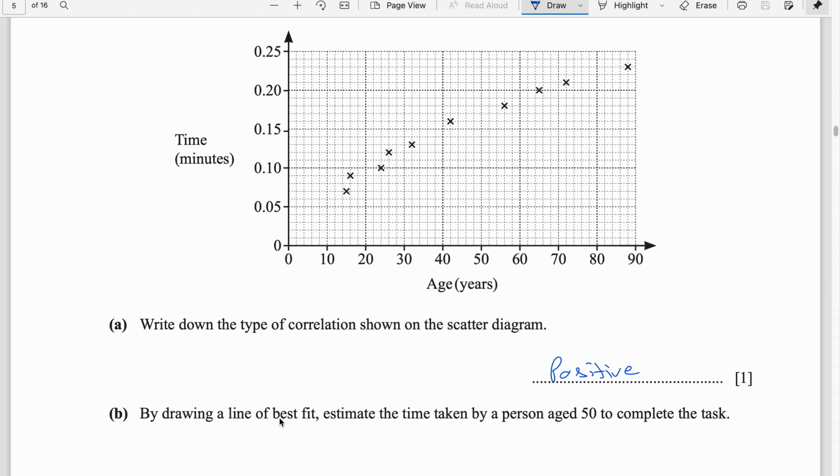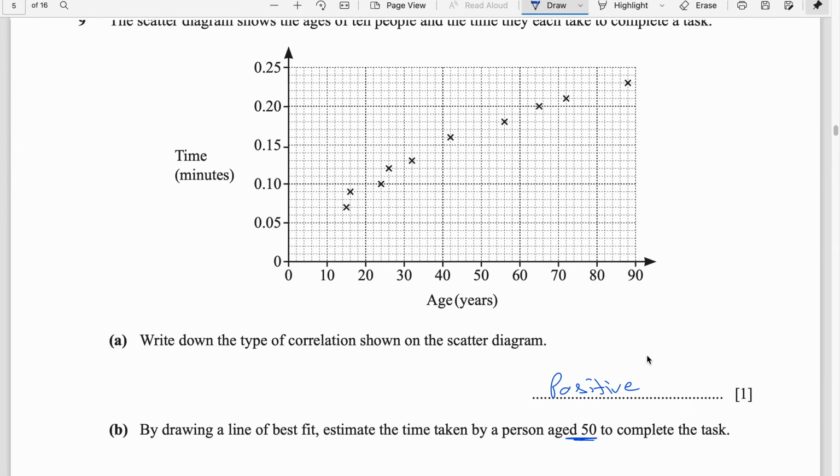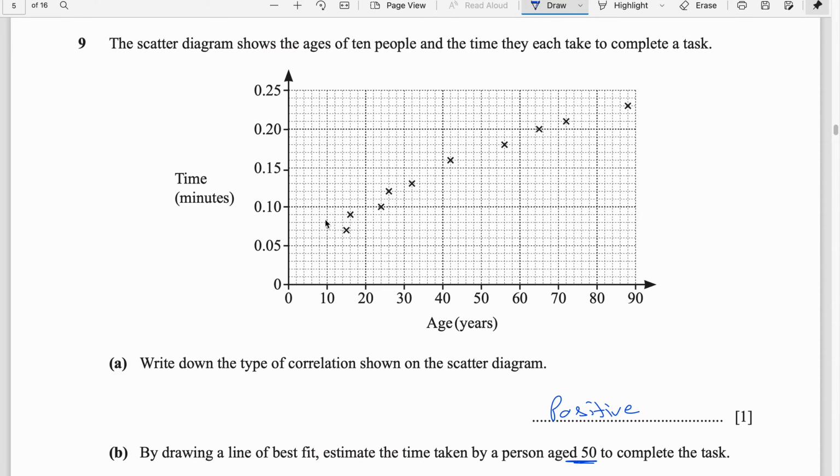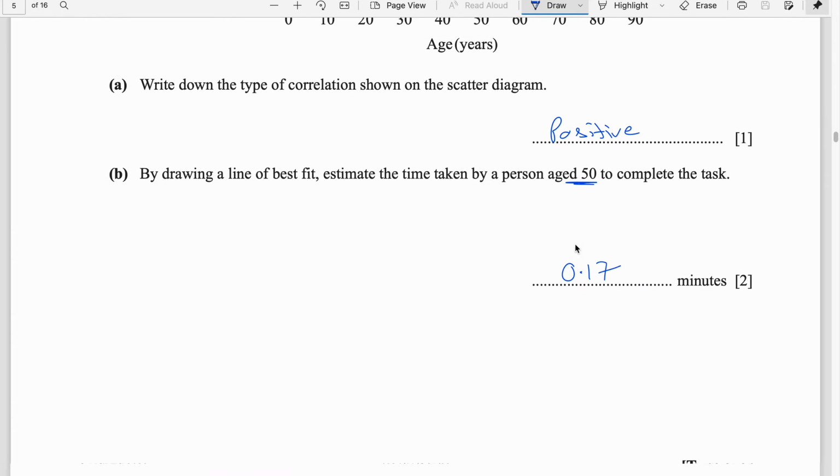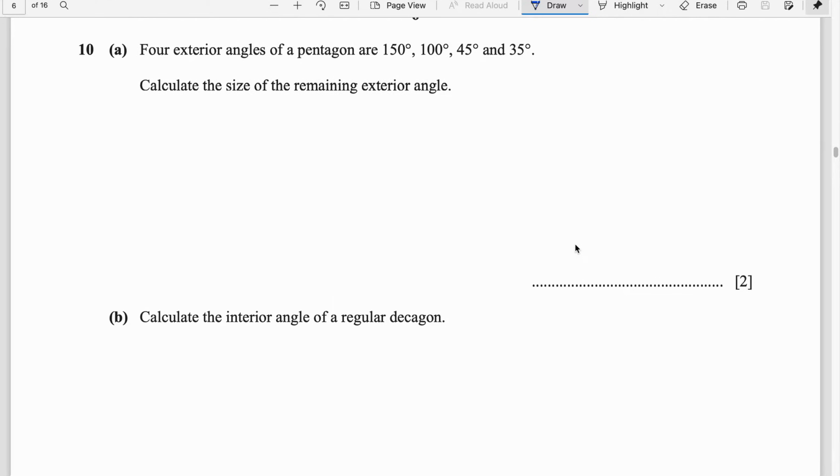Part B says by drawing a line of best fit, estimate the time taken by a person aged 50 to complete the task. Okay, so line of best fit, and at age 50 we can read this as 0.17. You have to read it from your own graph. We may have different answers.